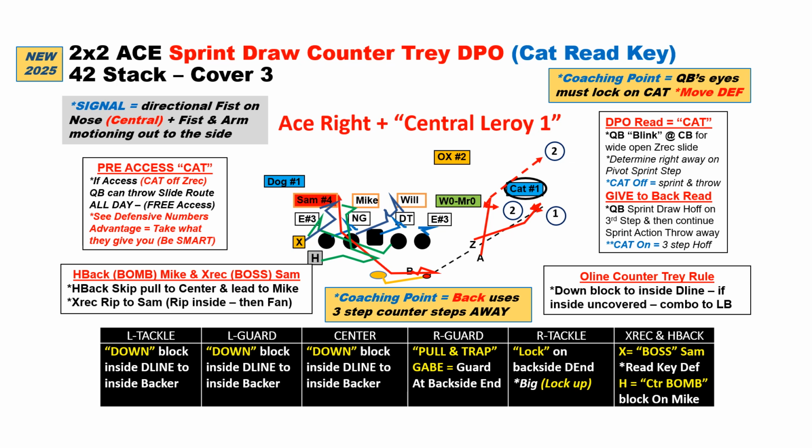X is going to rip up through and block that Sam backer with the H sliding to the center for timing, and then following the kick out by the guard, lead up on the Mike like we always do.